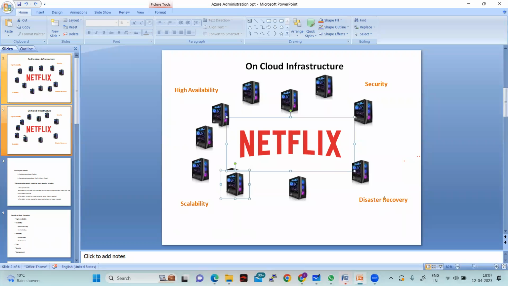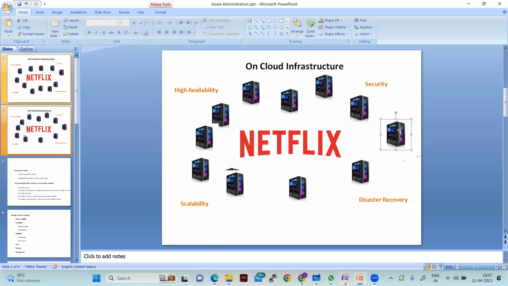And then the same way, disaster recovery. The cloud providers are pretty good at disaster recovery. For example, if something goes wrong with this VM, then immediately there will be one more VM ready to take over the responsibility of the faulty VM. This you can achieve with a few clicks of cloud computing.